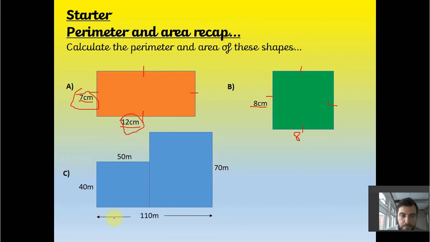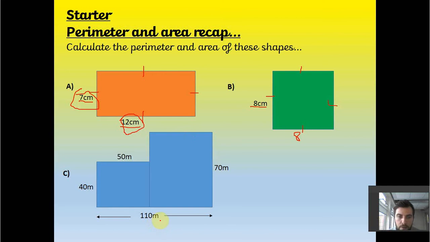Shape C is what we call a compound shape. So what we do here is we have to split the shape into 2, which I've kind of done for you just here. The first thing we then have to do is work out the missing sides. We just need to work out the missing sides. I'm just looking at this myself. So we need to calculate the top length here.